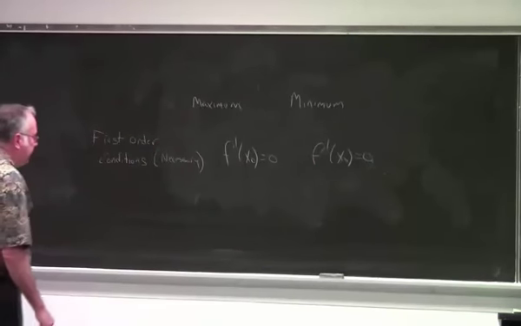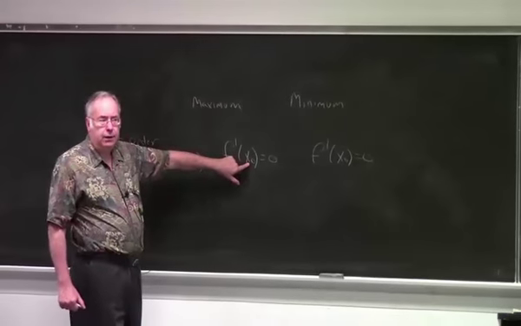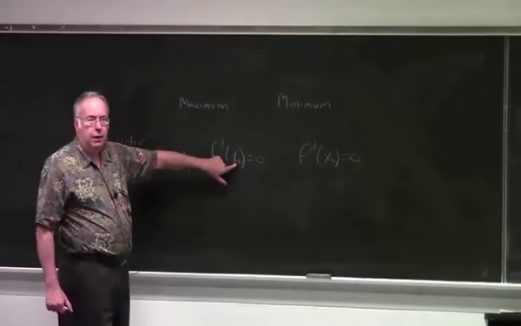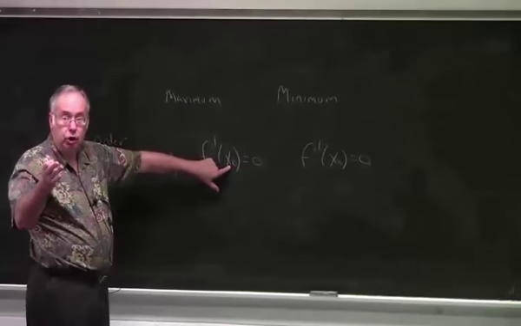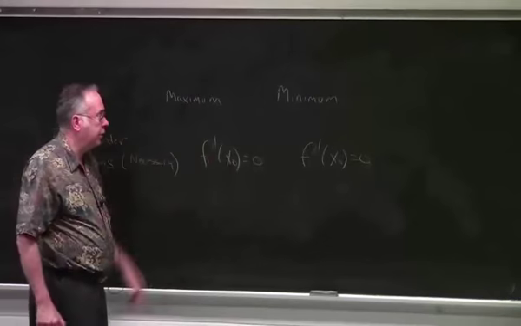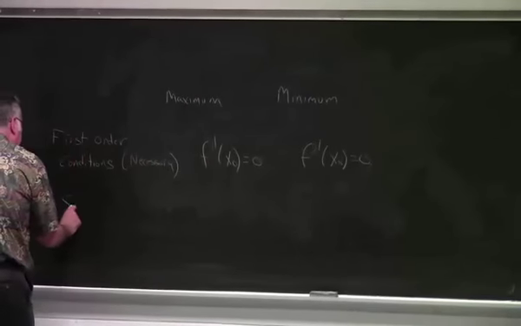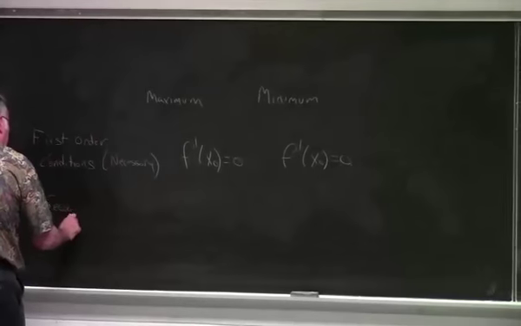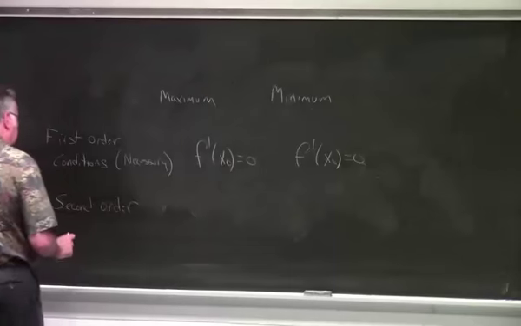And this value of x sub 0 is called what? What is this value of x called? Where the first derivative is 0? The critical value. X sub 0 is the critical value of x. Okay. Now the second order conditions I'm going to talk about here are the second order sufficient conditions.